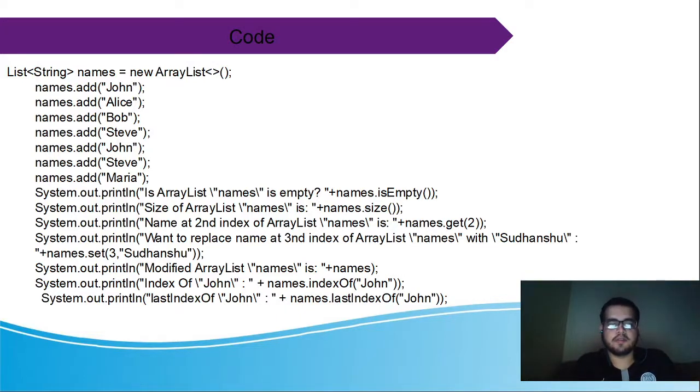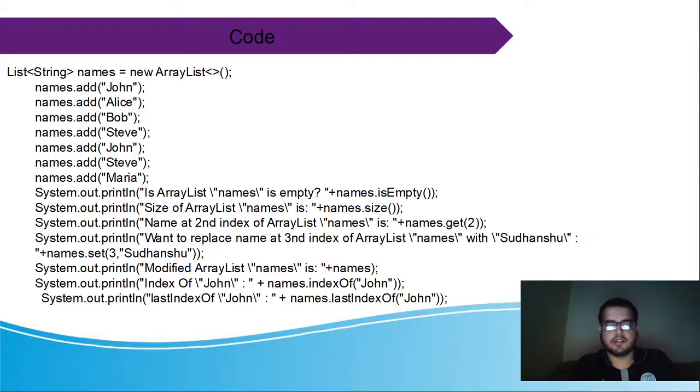Now in the second print function, I have written the size of the array list. So it will return 7 because the size of the array list is 7. And if I want to get the string available at the second index, I've used name dot get 2. So 2 is the index value and it will return the string.